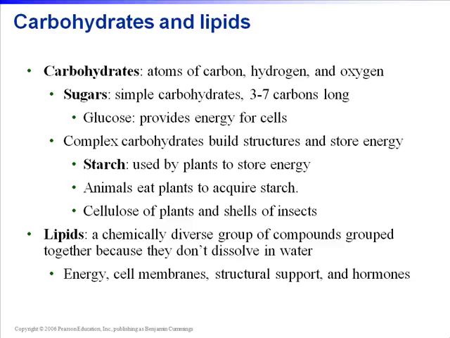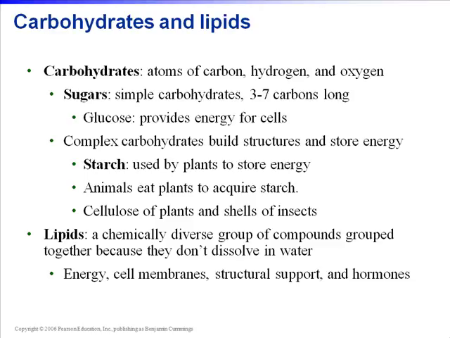Lipids are a very chemically diverse group of compounds. They're all grouped together based on their behavior and that they don't dissolve or break down in water. Water is said to be a universal solvent, but lipids do not dissolve in it. So they have that oily sort of structure that doesn't break down or dissolve in water.